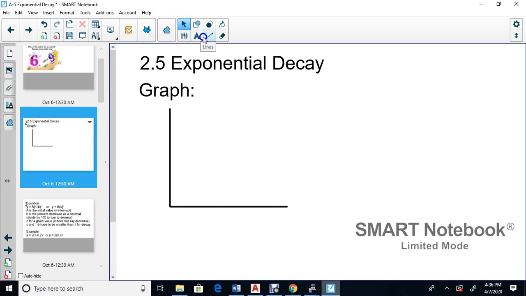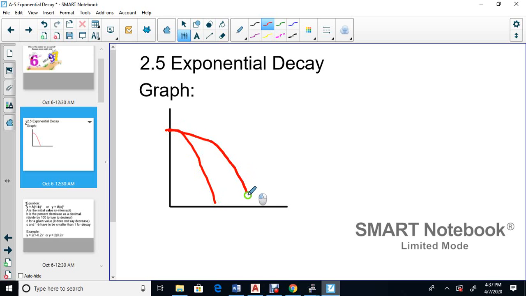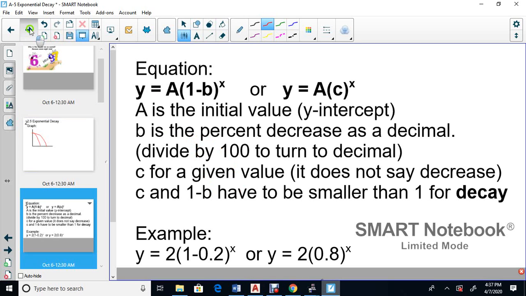Okay, how does this graph look? So exponential decay. If you have a graph here, it looks like this. I'll use a different color. It starts off here and it comes down like that. Or it could come out a bit more and come down like that. These are both exponential decays. Okay, let's do some examples.